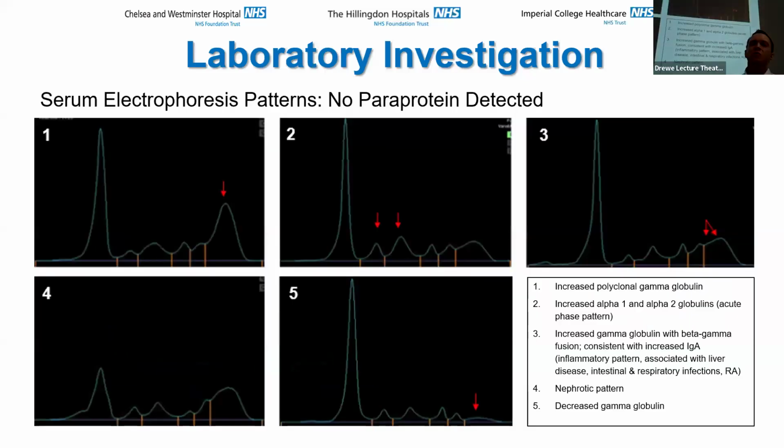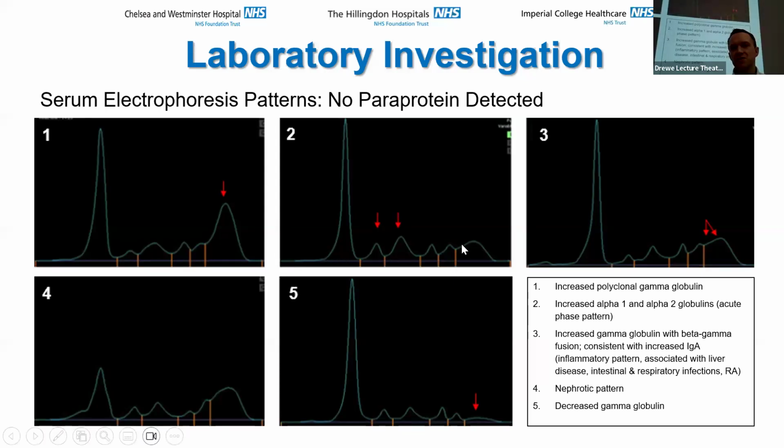So in addition to potentially finding any paraproteins, you can have a variety of different serum electrophoresis patterns. You can have increased gamma globulins, as shown in the first figure here, figure 1, and you'll see an increased polyclonal peak here. This, again, is a fairly non-specific finding, but classically, you might find this associated with things like general inflammation or possibly a liver disease.